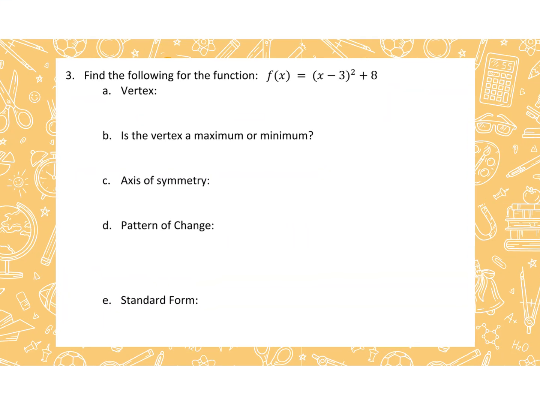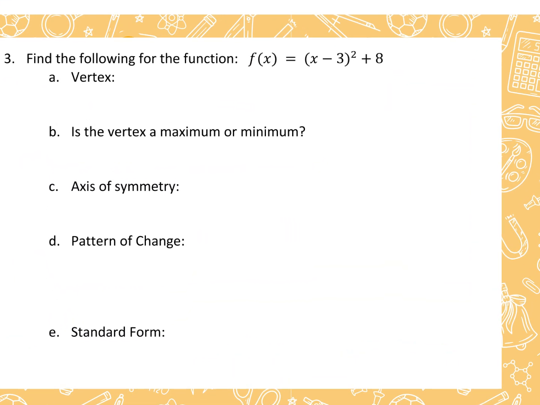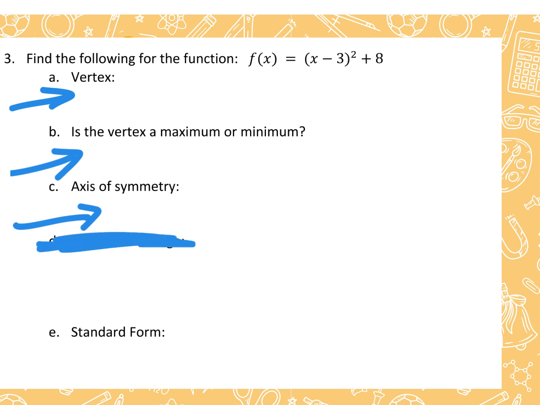All right, now this one. The vertex, that should be easy street. Is it a maximum? Easy. Axis of symmetry comes right from the vertex. You don't have to go negative b over 2a. You can, but if you have the vertex, it's just the x of the vertex. Cross off D, please. We are not doing pattern of change. This is a mix of kind of like easy ones and one hard one. You can do it.